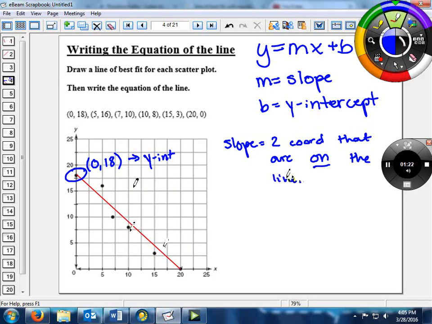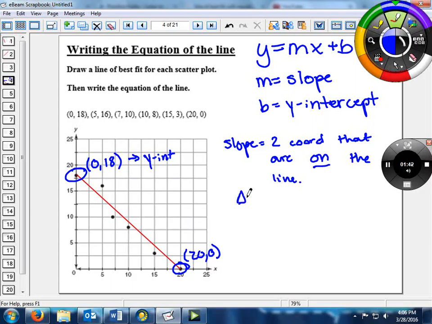Sometimes that might be two of your actual coordinates from the graph. Sometimes you might just have to find an actual coordinate where it intersects fully. Okay. Right now we have two coordinates that are actually on our line. We have 0, 18, and then we have 20, 0. So I can use these two coordinates to write my slope.